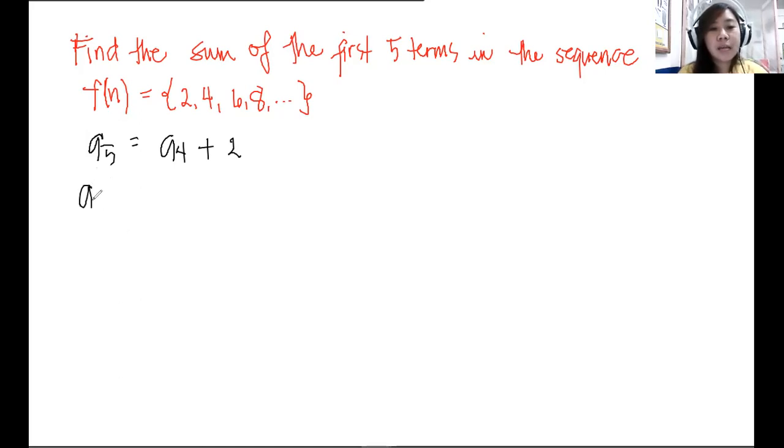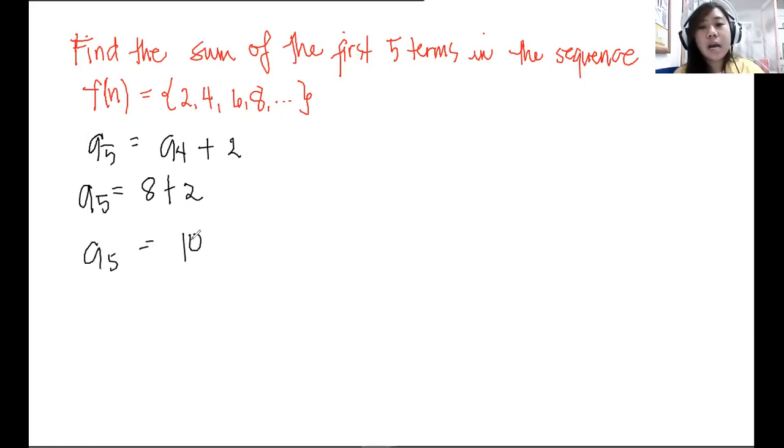So A sub 5, substitute the value of A sub 4. What is the value of A sub 4? A sub 4 is equal to 8 plus 2. So A sub 5 is equal to 10. Okay, now we have the 5 terms in the sequence. So we have 2, 4, 6, 8, and 10. So we can find now the sum of the first 5 terms of the sequence.